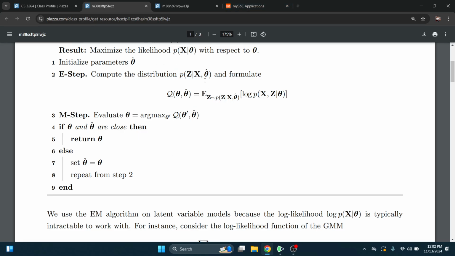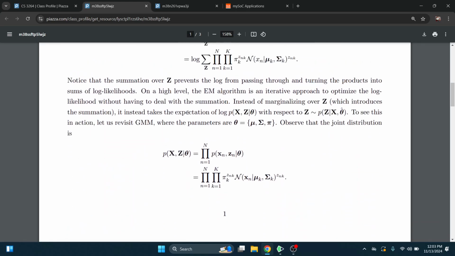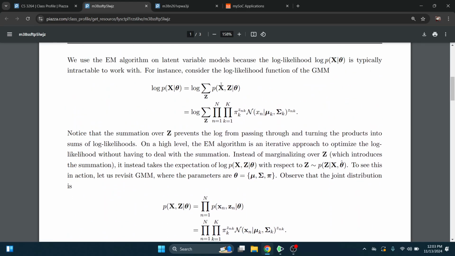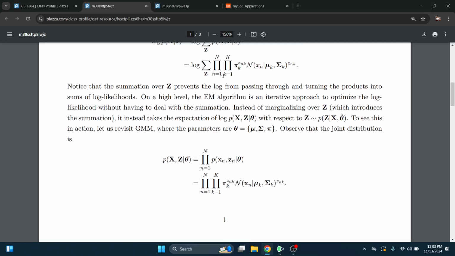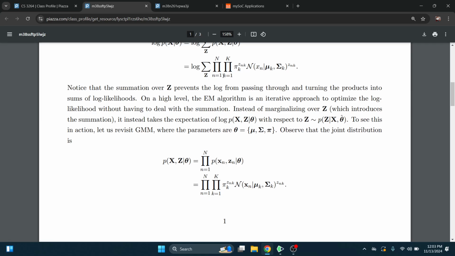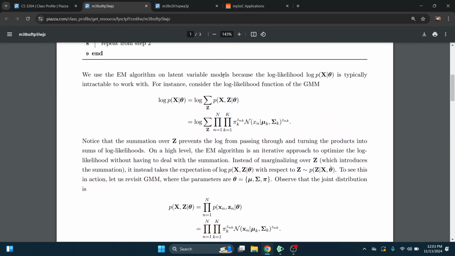That's why I compute here, then find the next set of parameters that will maximize it. This all works because of the latent variable, plus we will always move in the direction that increases the likelihood of this function. That's why it will eventually converge. Okay, so you can check more in the lecture here.